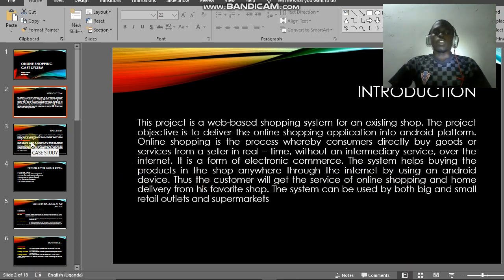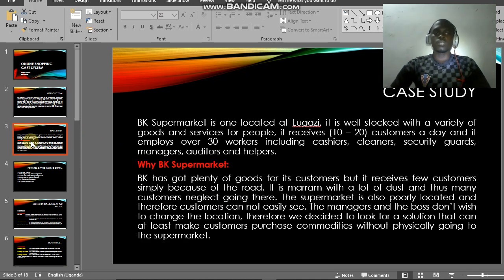So the reason as to why I chose the online shopping cart system is going to be seen in the case study. The case study is VK Supermarket, a supermarket located in Bugazi. It was well stocked with a variety of goods and services for people. It receives 10 to 20 customers a day, and it employs over 30 workers, including cashiers, cleaners, security guards, managers, auditors, and helpers. Why did I choose VK Supermarket?